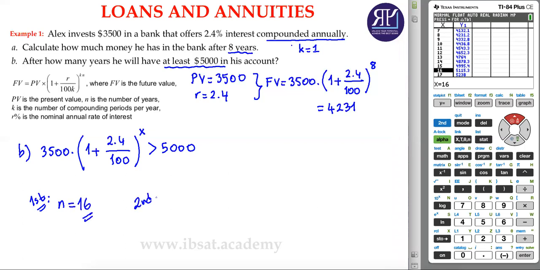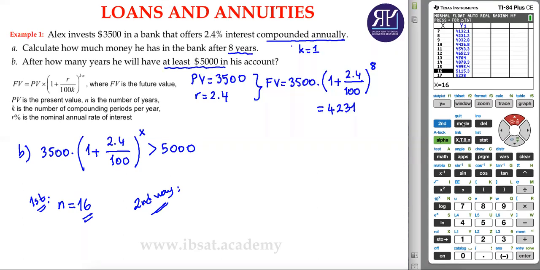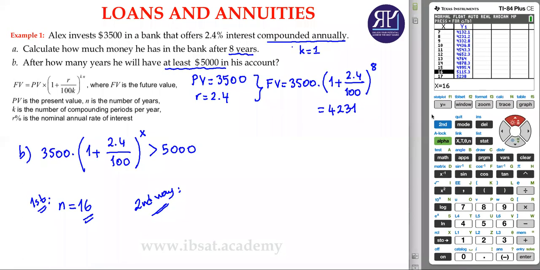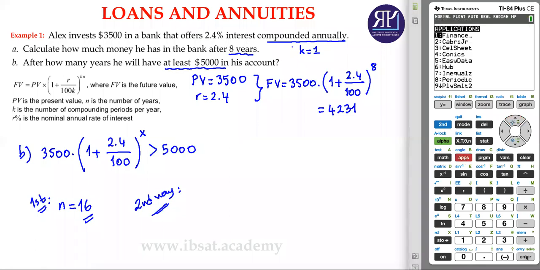Second way, which we already used in the A choice. Apps button, enter, time value solver here. This time we need to find the number of years. That's why we will find N here.